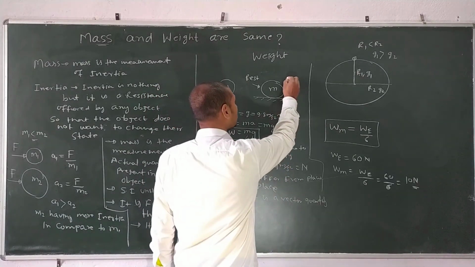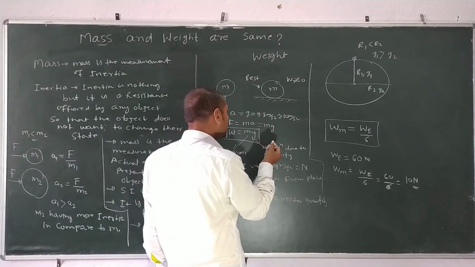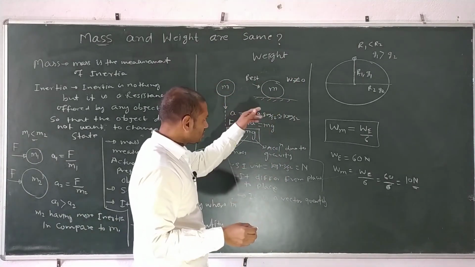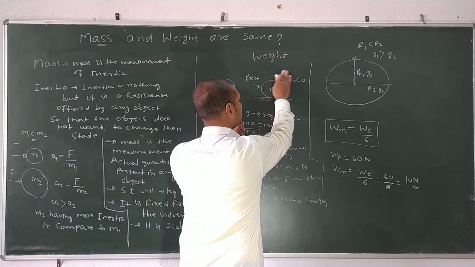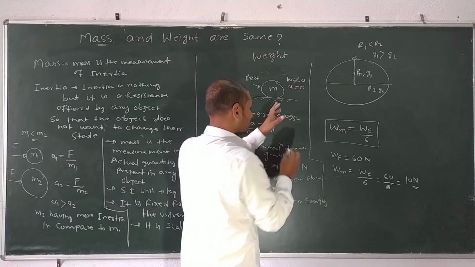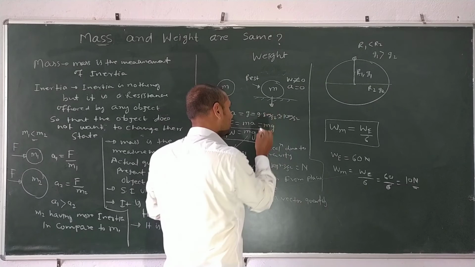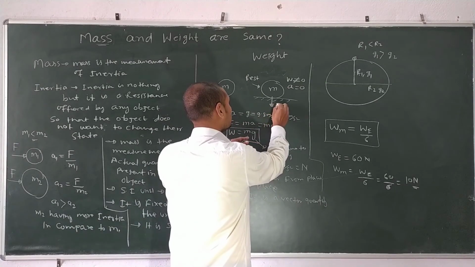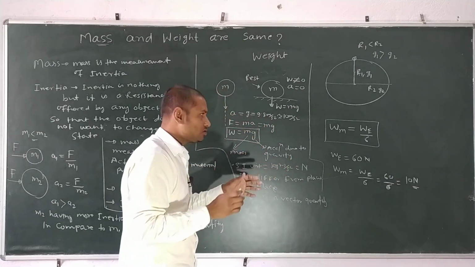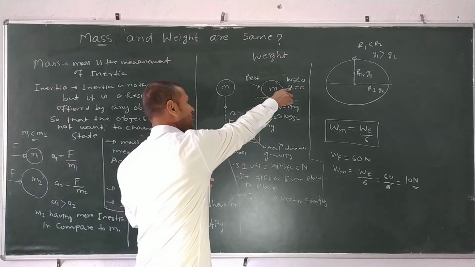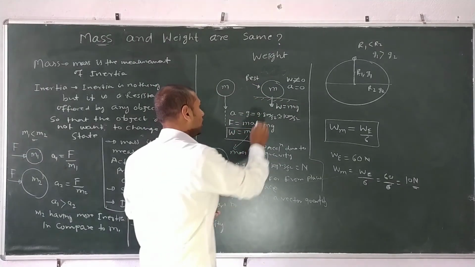Is the weight 0 here? No. Here the weight is not 0. You know that when the object reaches the ground, the acceleration becomes 0, but the weight of the object is not 0, because a continuous force is acting on the object, that is weight equal to mg. The g, that is acceleration due to gravity, is not 0. Acceleration is 0 because the object is at rest, but acceleration due to gravity is not 0.